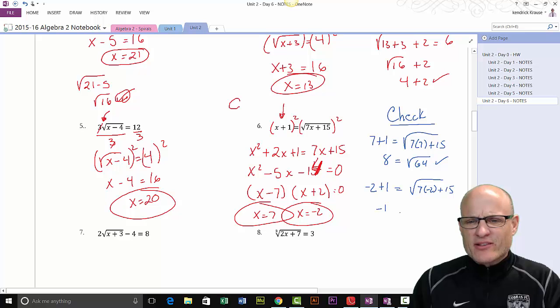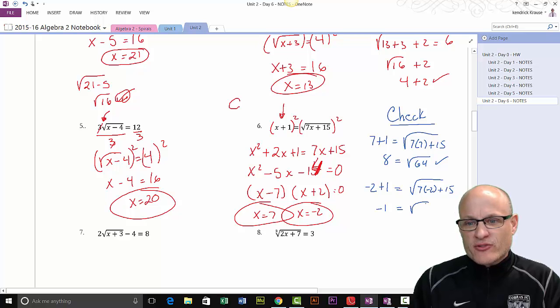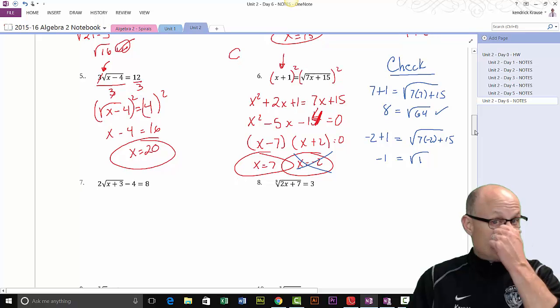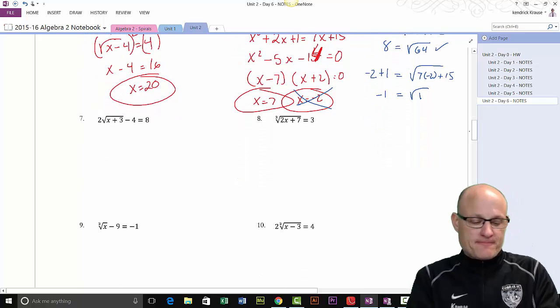Well, this is negative 1, and that's a little strange because you really can't take the square root of something and get a negative without a negative in front. But this is really just the square root of 1, which is 1, and that does not equal negative 1. So this answer is an extraneous solution. Sometimes when you use a method to solve an equation, you get bogus answers, and you've got to eliminate those.